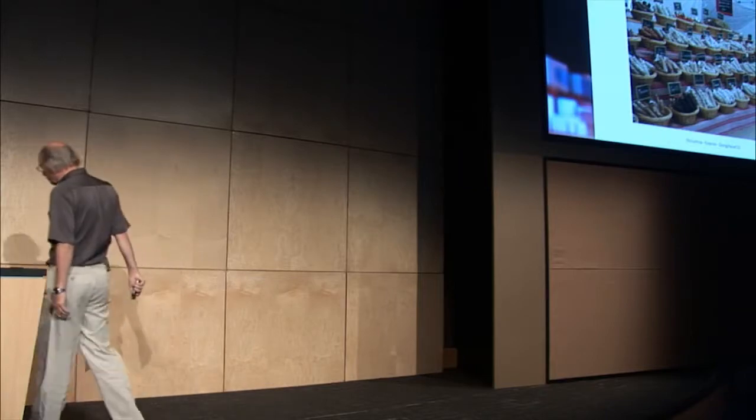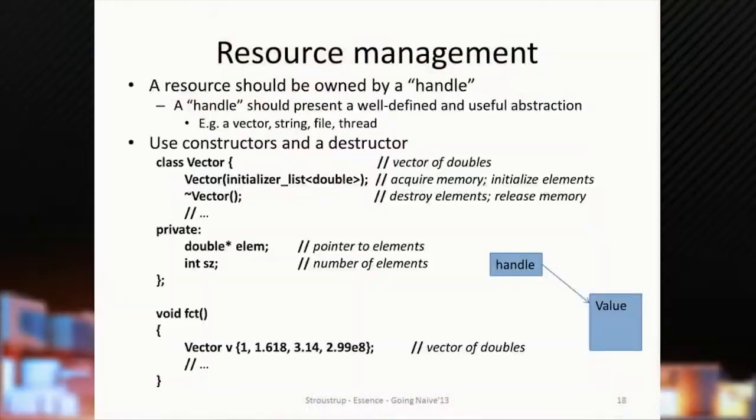Okay, so going to start on slightly more technical things. We're going to look at resource management. Basically, we have things that we would like to control in the system, like memory, the elements of a vector, the characters of a string, the file handles that the operating system provides, threads, locks, and things like that. And basically, what we want to do is to have a handle that we use to control access and make it convenient to use these things.